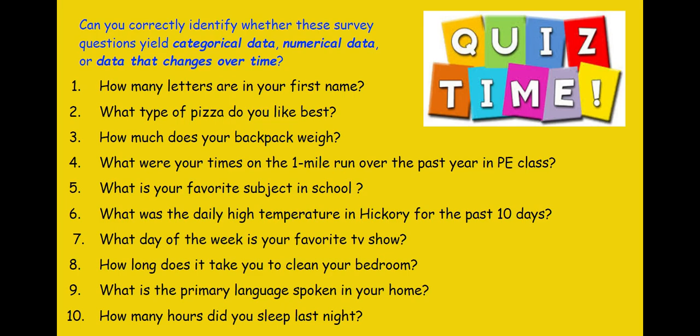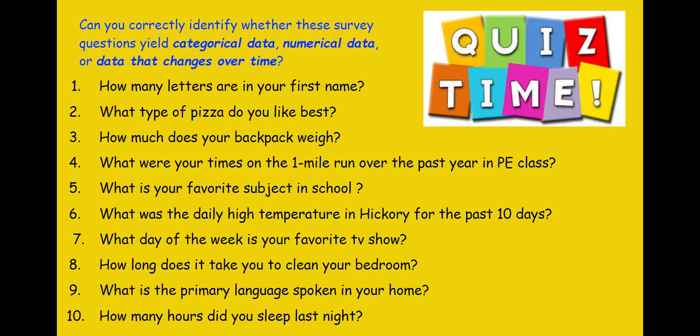All right, let's see how well you have mastered what we've been talking about. Let's see if it's sticking with you. So can you correctly identify whether these survey questions yield categorical data, numerical data, or data that changes over time? And that word yield, I hope you see from context, it means to produce or provide. So we could say, can you correctly identify whether these survey questions produce answers that are categorical data, numerical data, or data that changes over time? If you would, you're going to pause the video here. That's the beauty of having a video running.